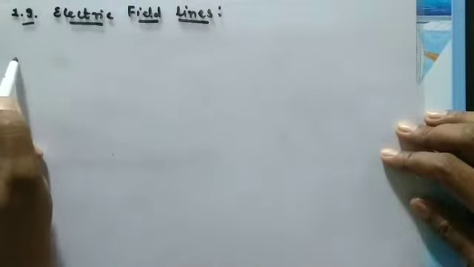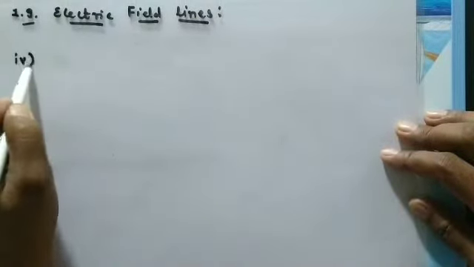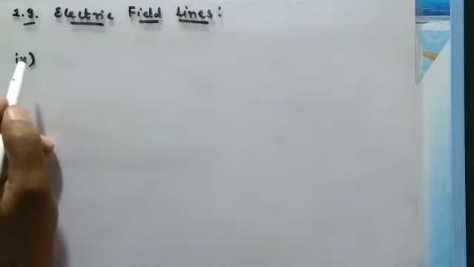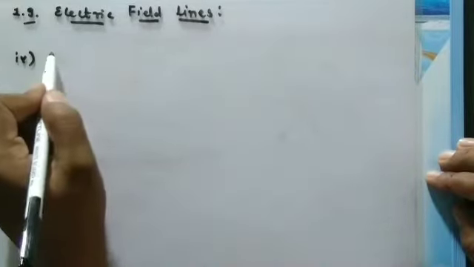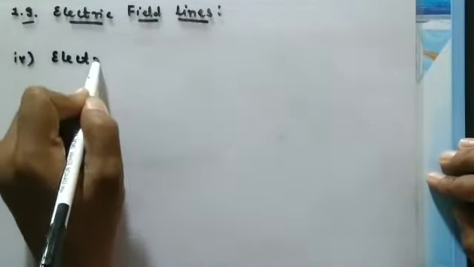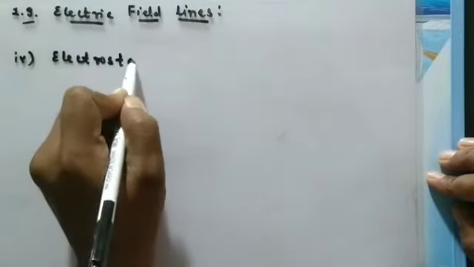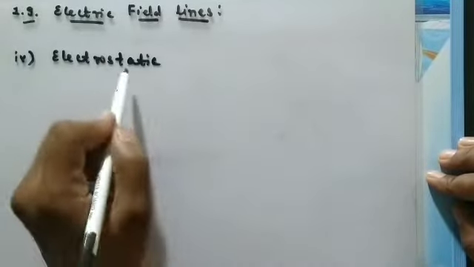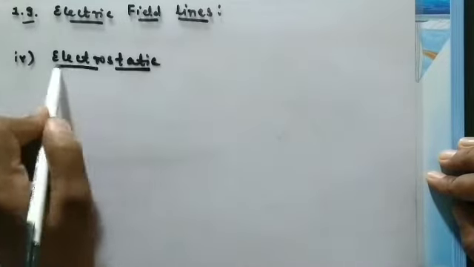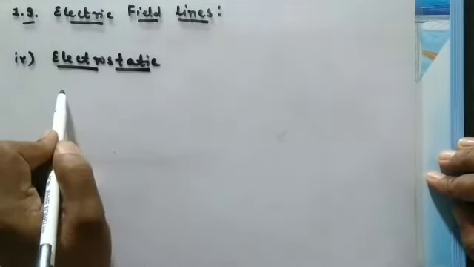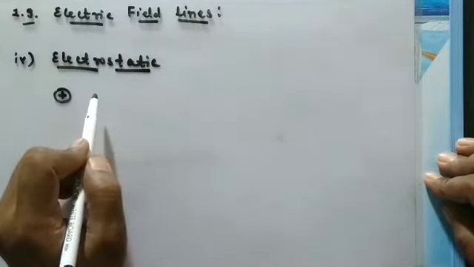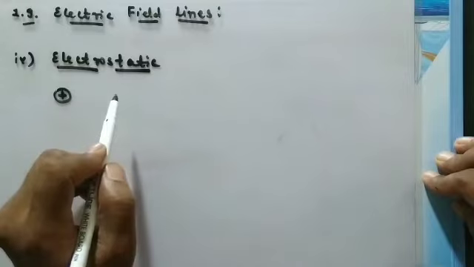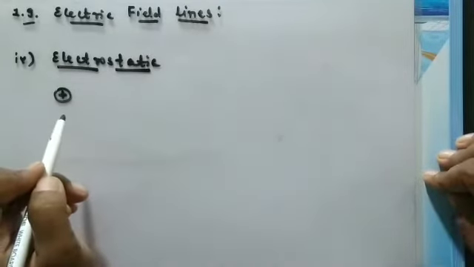Fourth point: electrostatic field lines do not form any closed loop. Now see the word electrostatic. Electrostatic means stationary charge, electric field lines due to stationary charge. So electrostatic field lines do not form any closed loop.